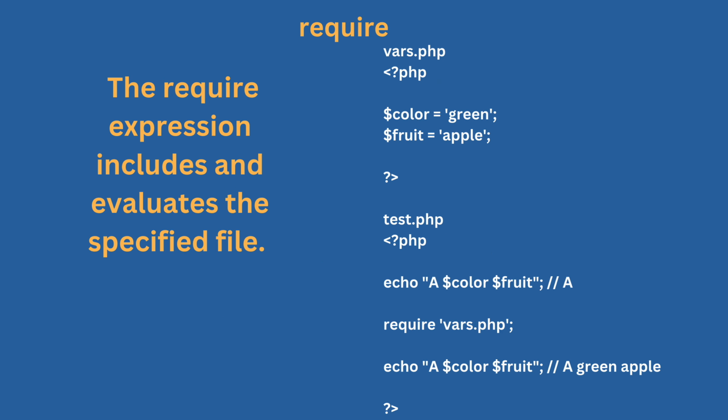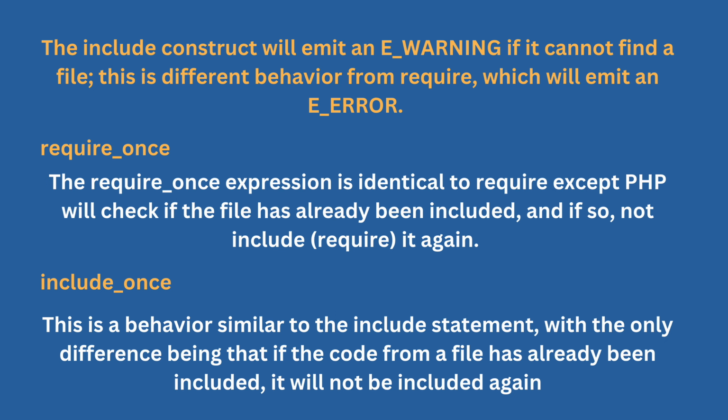Cool. Now, instead of using require and include, after some revisions and upgradation in PHP, they have also introduced the concept of require once and include once, right? So require once, what is it doing? The require once expression is identical to require, except PHP will check if the file has already been included. If so, it will not include it again.